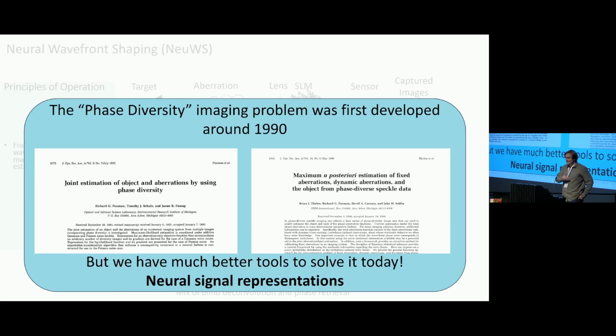And in fact, this is not a new formulation of imaging. This is known as phase diversity imaging. It's been around since the 90s to image through relatively mild optical aberrations. But you haven't been able to push the performance of the system until recently because it's so hard to solve that optimization problem. And fortunately, we have much better tools today to solve it, and in particular, we turn to neural signal representations.